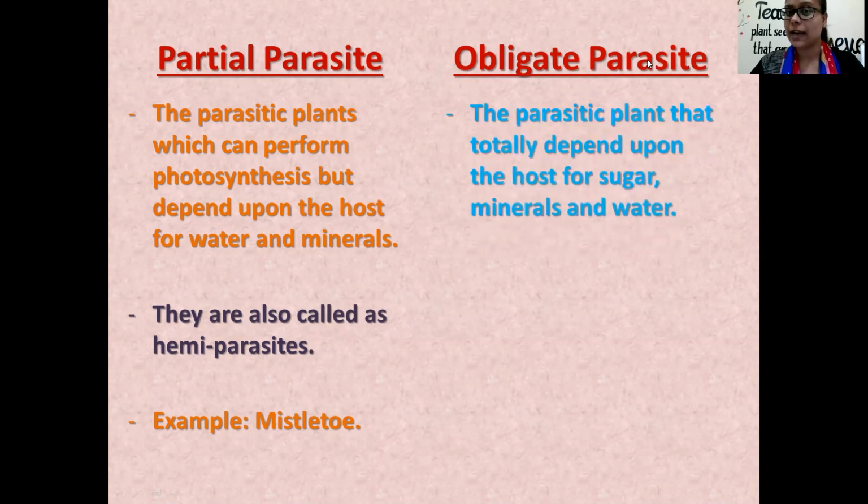The parasitic plants that totally depend on the host for sugar, mineral and water. Obligate parasites are the plant parasites which totally depend on the host body for their nutritional needs. They cannot synthesize their own food, so they depend on the host body for their nutritional needs, unlike partial parasites. The example of obligate parasite is Cuscuta.